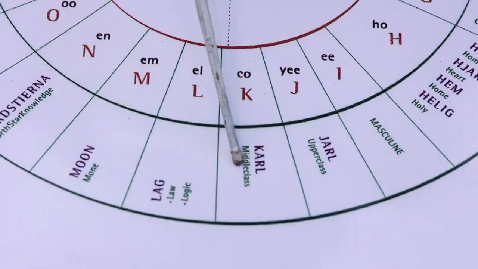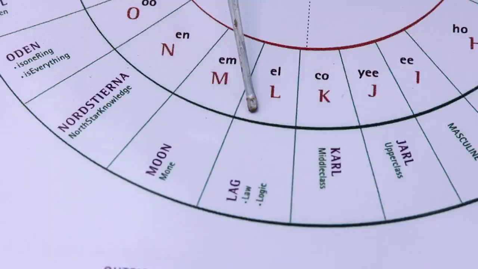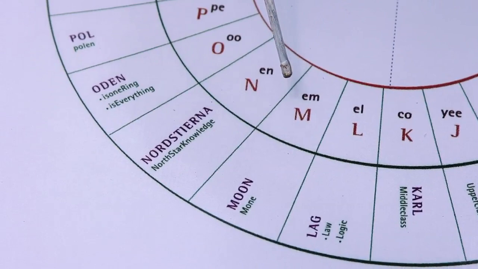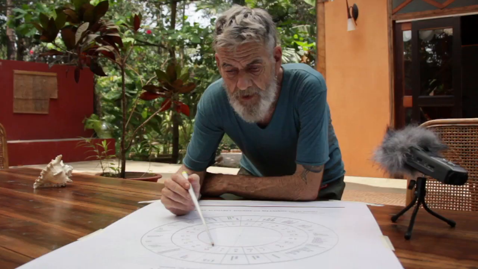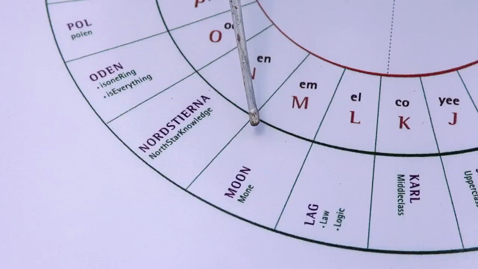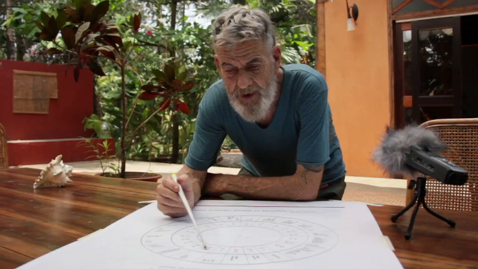The next sound is the sound L, and L is the sound A, L, and L means log, or law, or logic. So this story is based in one logic and one log. The sound L is L in English and in root language. The next sound is the sound M. M is the sound M in root, also in English, M. And M means mone, or moon in English. So when we see the sound M, it has something to do with the moon.